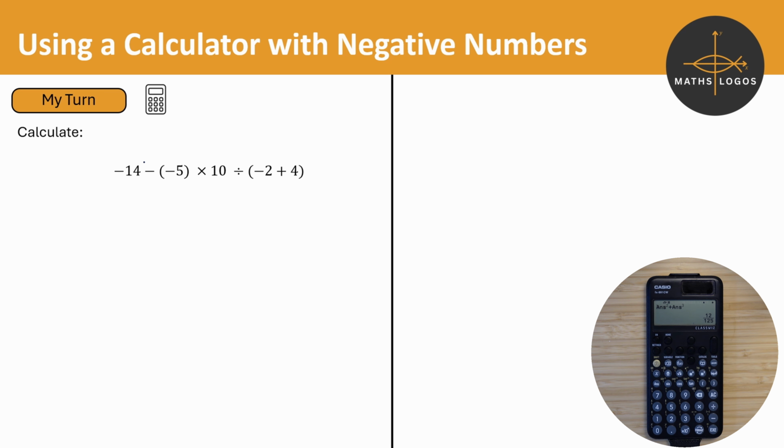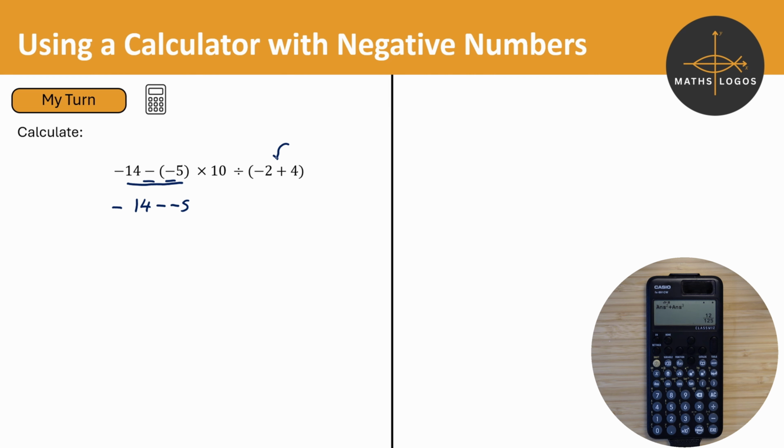Okay, let's look at our next example. Calculate -14, subtract (-5). So see, when we've got these two symbols beside each other, we put the negative inside a bracket, multiplied by 10, divided by (-2 add 4). It's worth us knowing that actually here, the bracket isn't strictly necessary. My calculator would understand -14 subtract -5 in the same way, whether I had the bracket or I didn't. In that case, it isn't strictly essential.